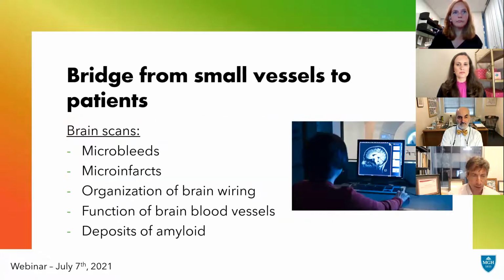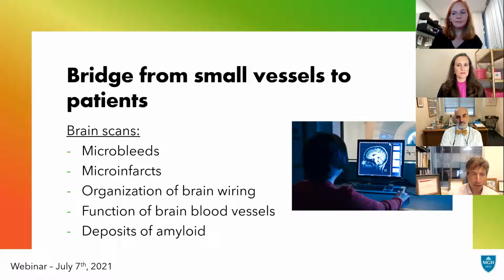And the bridge in this case goes in the direction from the small vessels to the patients. But we want to build the bridge in the other direction as well. So we start out with this ability to use MRI to see these kinds of lesions, microbleeds, microinfarcts, the organization of the brain wiring, the function of blood vessels, and deposits of amyloid.